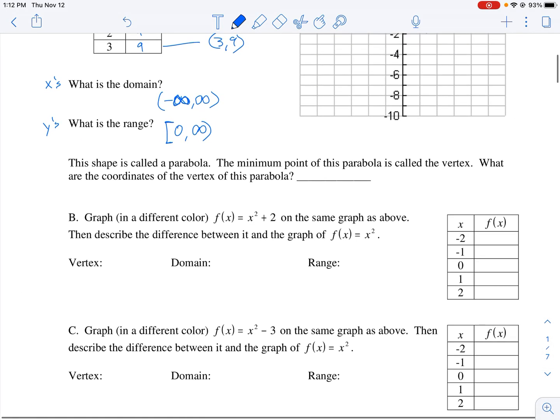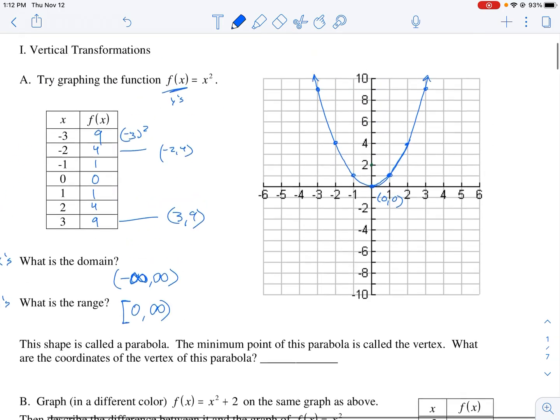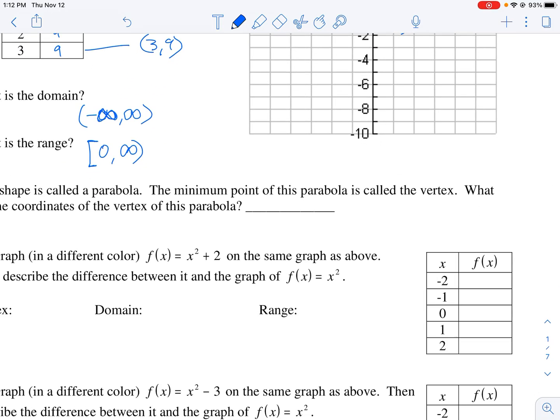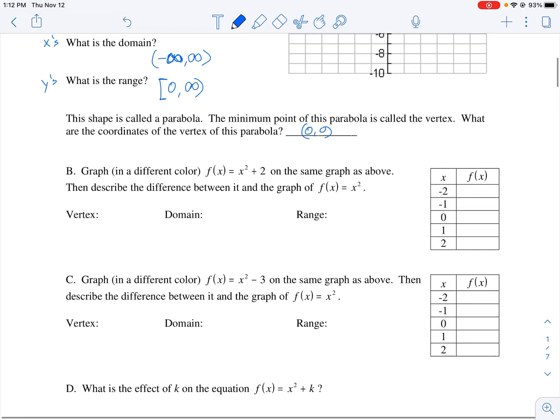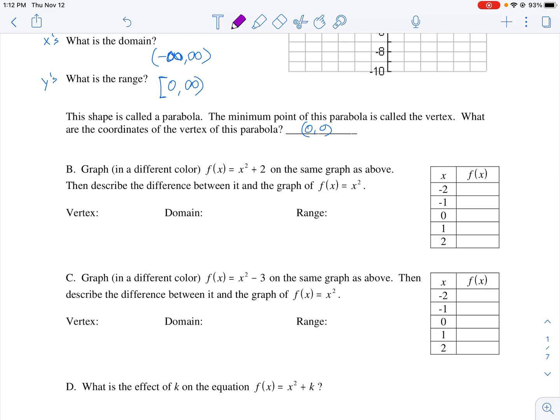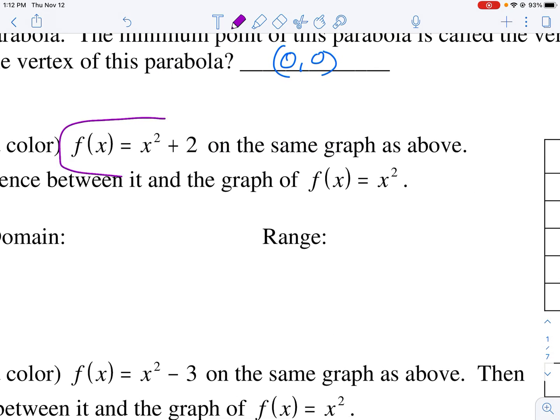And the next part, it asks you what is the vertex, and we've talked about that before. It's just the highest or lowest point, and this one is at 0, 0. So fill that in, 0, 0. And so this next couple parts here is you're supposed to grab a different color, which I'm going to use purple next. It's a fun color. And you're supposed to graph this guy.